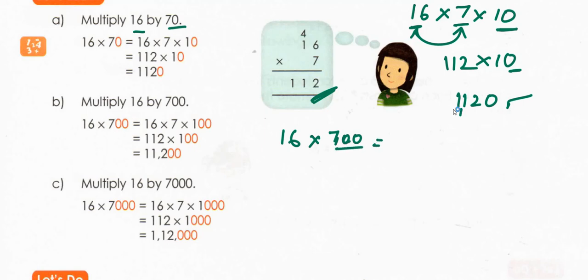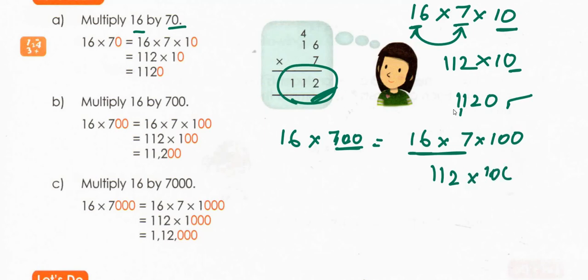Similarly, if 16 is multiplied by 700, what are you going to do? You are going to split 700 as 7 times 100, so 16 into 7 times 100. Again you follow these two. 16 into 7 is already given here, 112 into 100. It has become easy now. There are only 2 zeros. You keep 2 zeros beside this number, 112 and 2 zeros. This is your answer. Similarly, for 1000 also you have to do as given here.